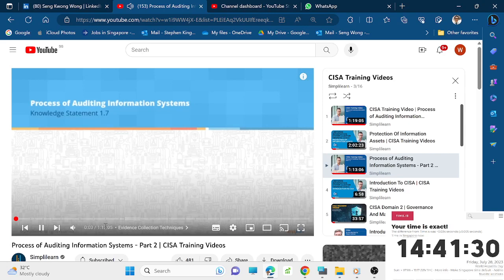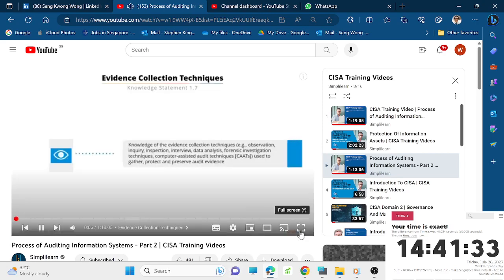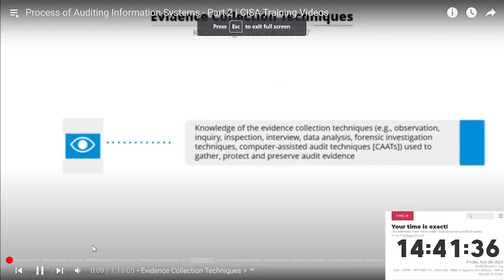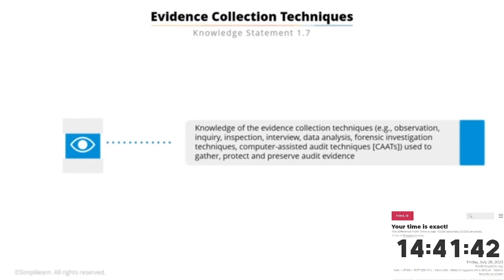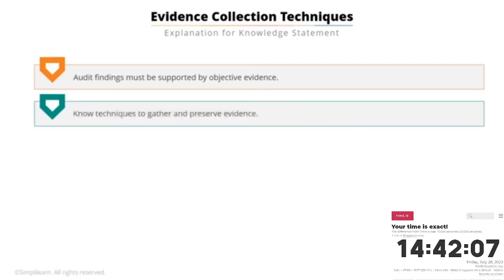CISA Knowledge Statement 1.7. Knowledge of the evidence collection techniques: observation, inquiry, inspection, interview, data analysis, forensic investigation techniques, and computer-assisted audit techniques used to gather, protect, and preserve audit evidence. Now what this means is first and foremost, your audit must be supported by objective evidence. It cannot be a matter of opinion. So the next question becomes, how do you collect and preserve such evidence? For your CISA exam, you need to know the various techniques used to gather and preserve evidence.